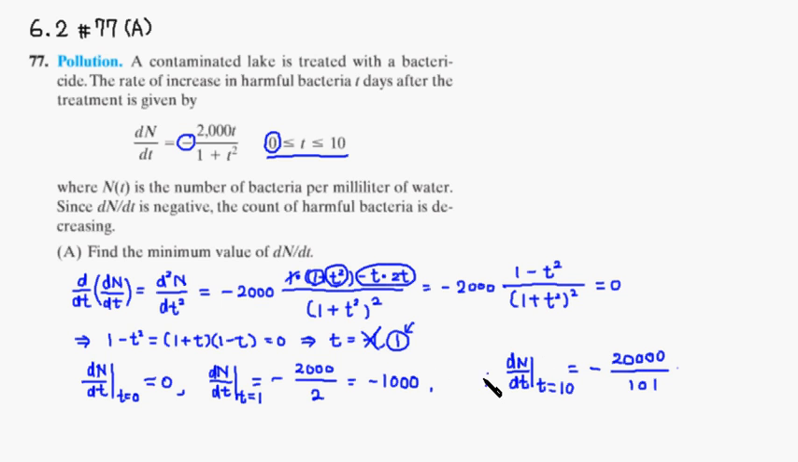So we know that negative 1,000 is going to be our absolute minimum, because out of these three numbers, 0, negative 1,000, and negative 20,000 over 101, which is around negative 200, this is the smallest number. So the minimum value of dn over dt is negative 1,000. That's it. I hope that this was clear.